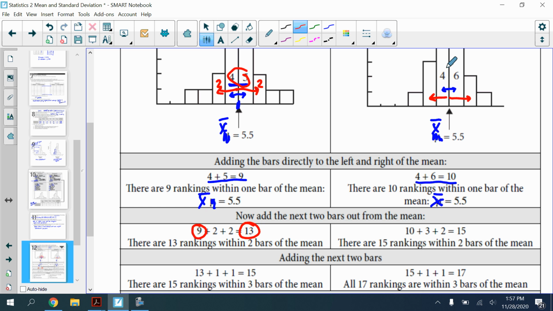Whereas this one, we had 10 from these two. Looks like we have a 3 here and a 2 there. So that 10 originally, and then if we add one more set of bars to the left or the right, now we have 15 rankings within 2 bars of the mean.